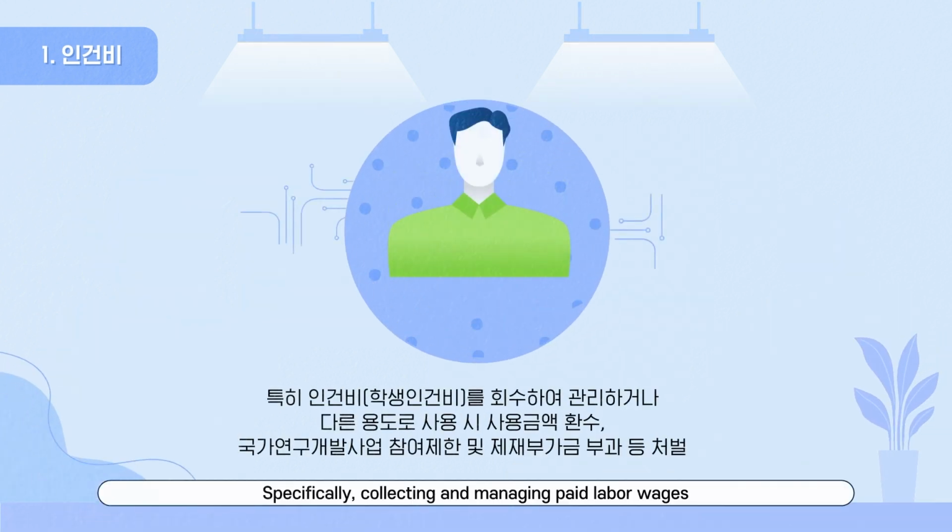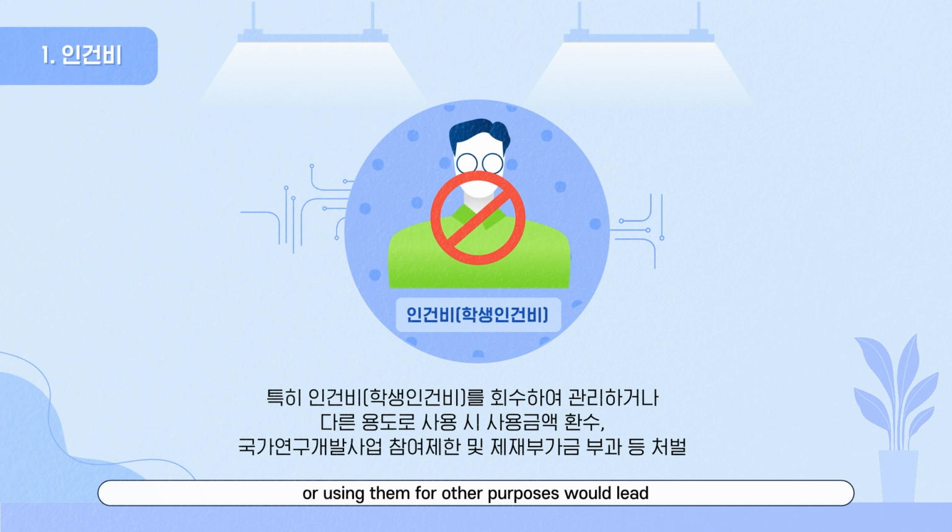Specifically, collecting and managing paid labor wages or using them for other purposes would lead to the imposition of restrictions, such as no participation in R&D projects and fines. When allocating labor funding to participating researchers, the rules pertaining to the availability of cash payments, the accounting rate, the 3 PIs, and the 5 researchers jointly participating should be obeyed.